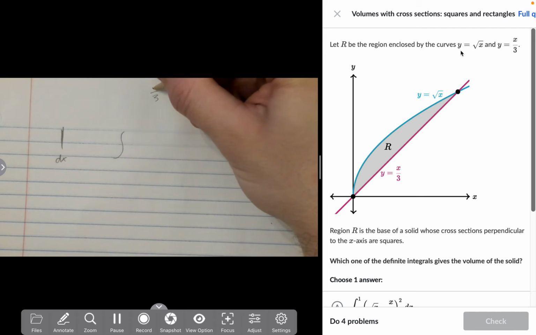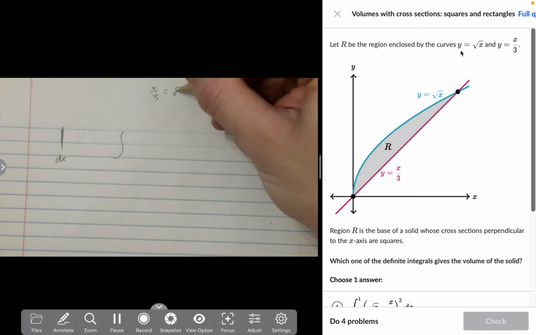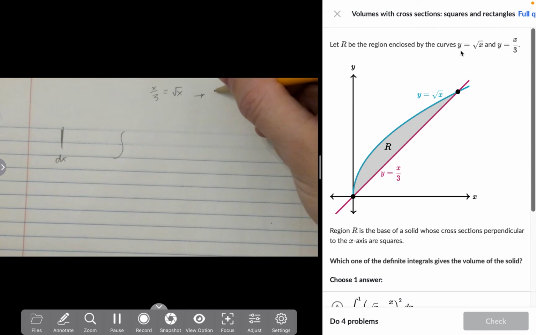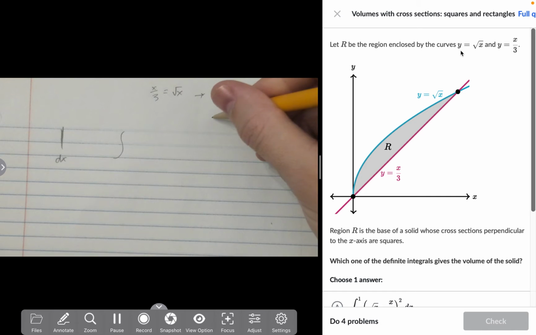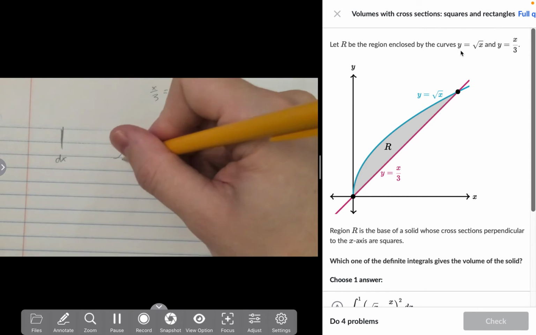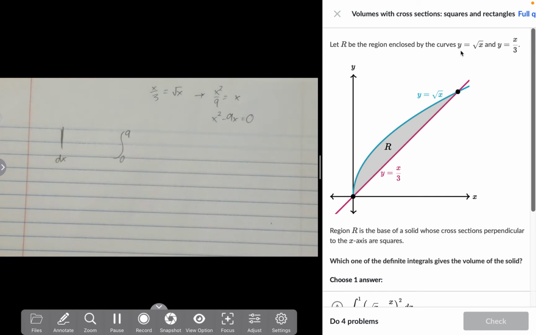So we need to know where x over 3 is going to be equal to the square root of x. That's not too bad. By squaring both sides, we get x squared over 9 equals x. So that's where x squared minus 9x equals 0. I just multiplied that 9 to the numerator on the other side and then subtracted. And so it looks like my bounds of integration are going to be 0 and 9.